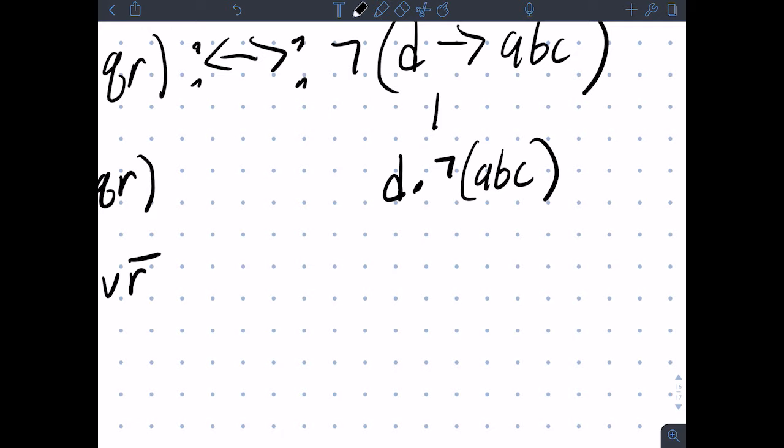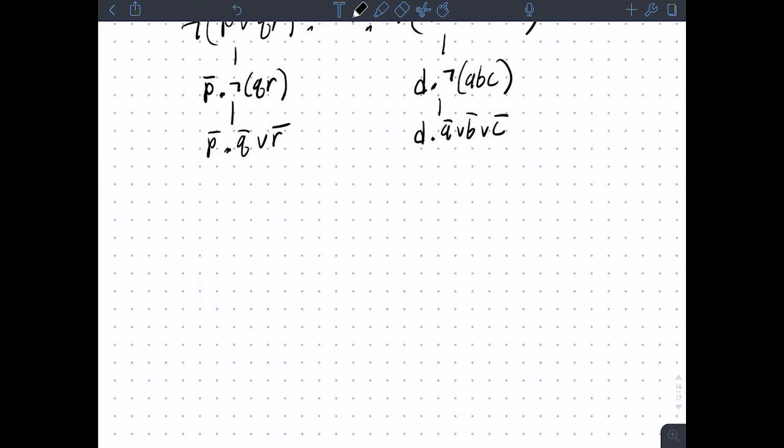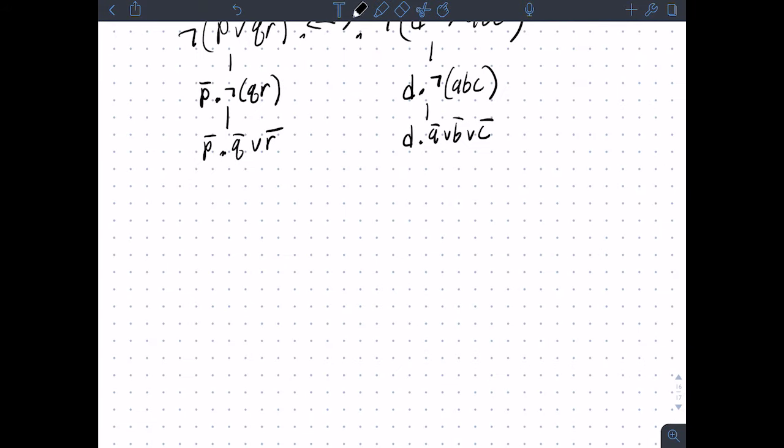Here, well, we can apply De Morgan's law to the right side conjunct of this. And if we do that, we get D and not A, or not B, or not C. Right? Oh, this would be a good example to do distributivity.